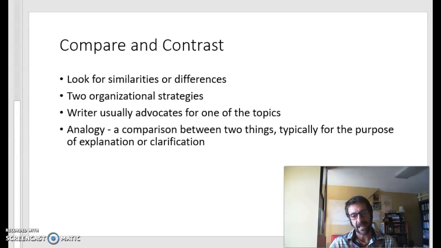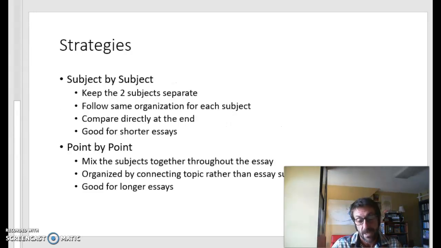Finally, a compare and contrast essay is a great place for that analogy style. And that analogy is just like I just talked about as a conclusion strategy, to compare two things typically for the purpose of clarification and explanation. Now the different strategies, and you're going to figure out which one you want to use for your paper. As you're reading the compare and contrast essay from this week, I want you to think about what style the writer is using, Mark Twain, in his essay.